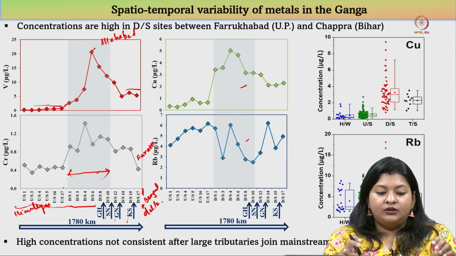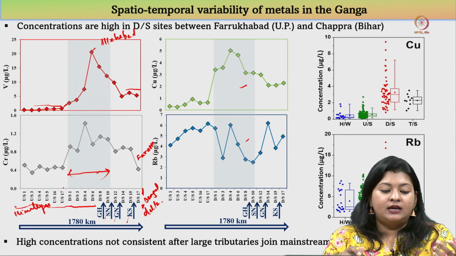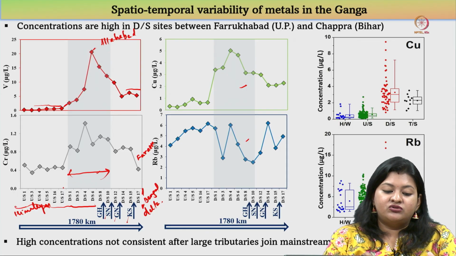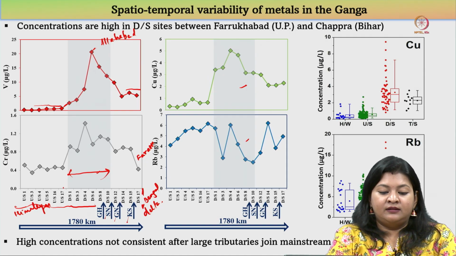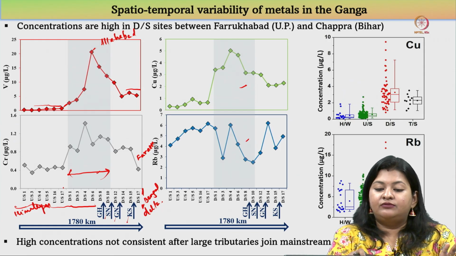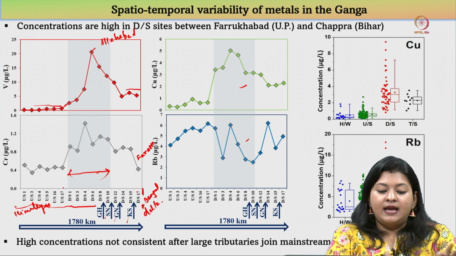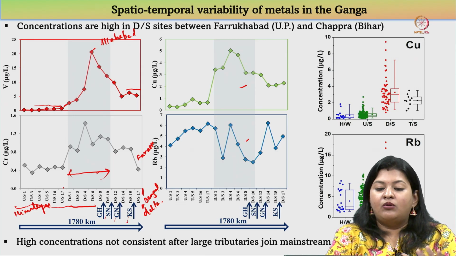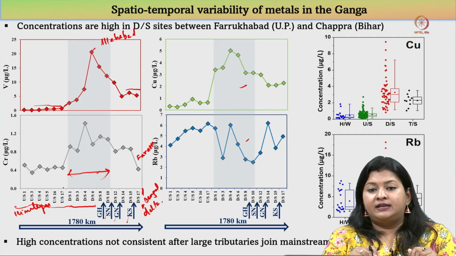Copper and chromium behave more or less similarly, even if not absolute mirrors, but the trend is much more similar. Chromium is very low, very high again in this middle patch, and again goes down. Similarly for copper. And at this particular location, the DS4 location, vanadium, copper, chromium, all of them are very high. Rubidium in comparison is a very different element.